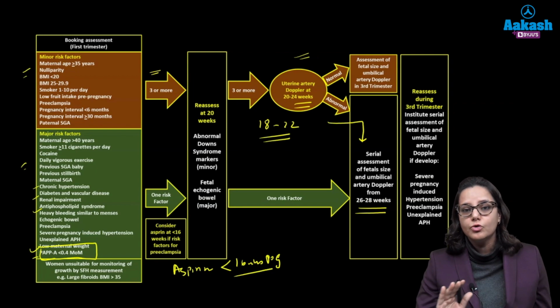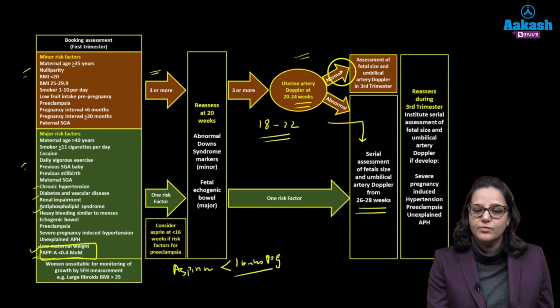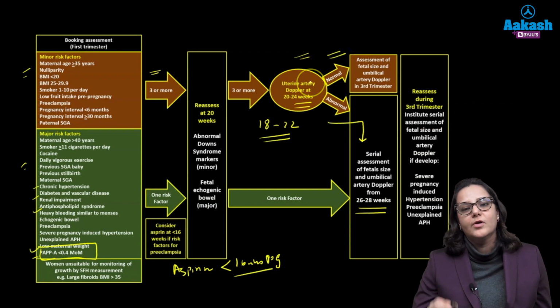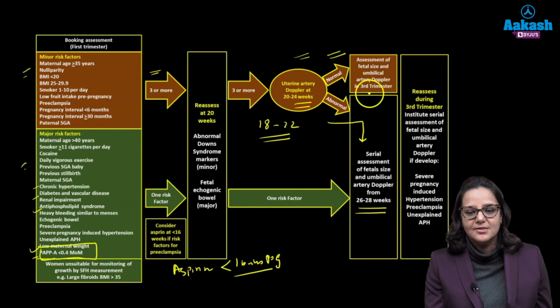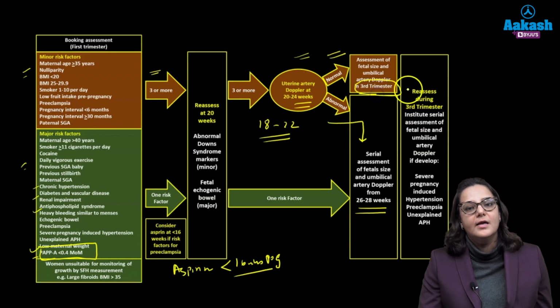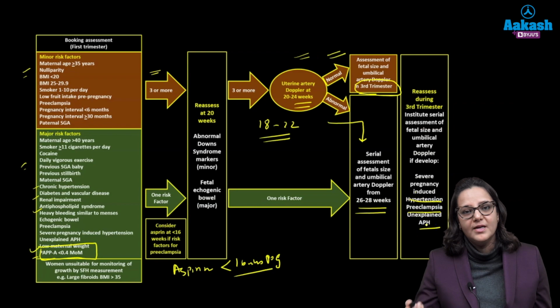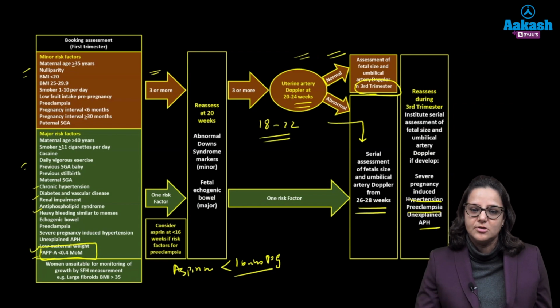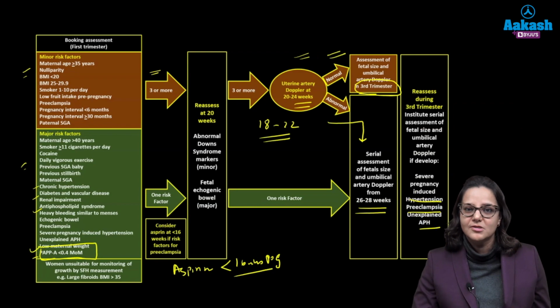But if there is no uterine artery notching at 24 weeks, if it is normal, then we are not going to do anything. In the third trimester, we will assess these patients again. If the patient shows signs of hypertension or preeclampsia or some unexplained bleeding, then we will monitor these patients. So this is the chart which is simplified.